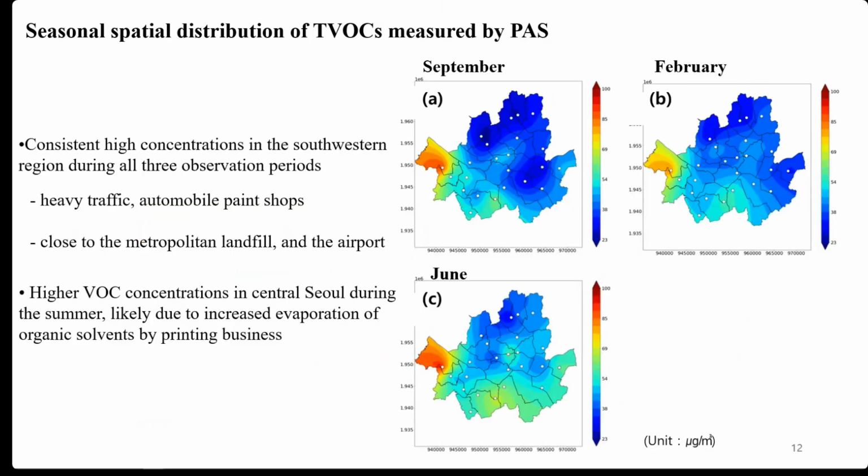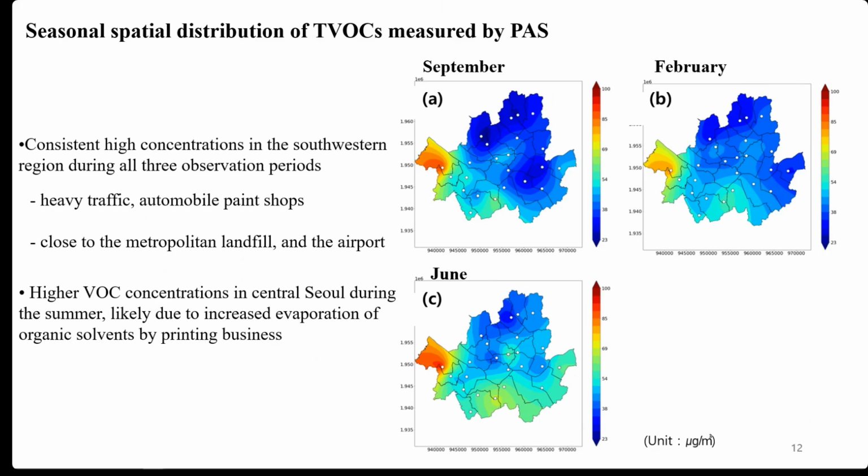Now I will discuss the content of my research, which studied VOCs using passive sampling. This research aimed to understand the characteristics of VOC emission in Seoul and evaluate the accuracy of VOC emission inventories by comparing measured VOC concentrations with CAPSS model results. The spatial distribution of VOCs in the Seoul area was obtained through passive sampling observation, with consistently high concentration found in the southwestern region during all 3 observation periods.